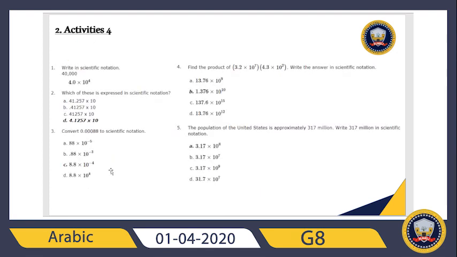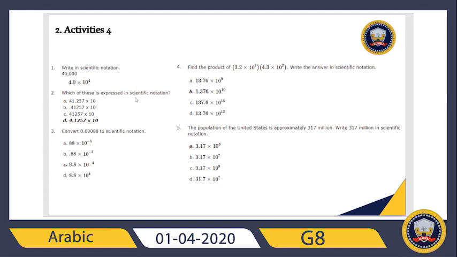All right. Now write in scientific notation 40,000. How to write it in scientific notation? Okay, I'm going to move my decimal point to this position here. So I'll be moving it 4 places. So this is 4 times 10 to the power of 4.